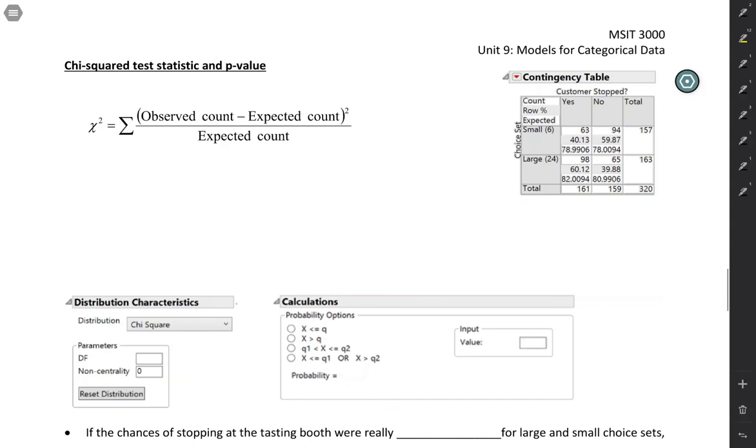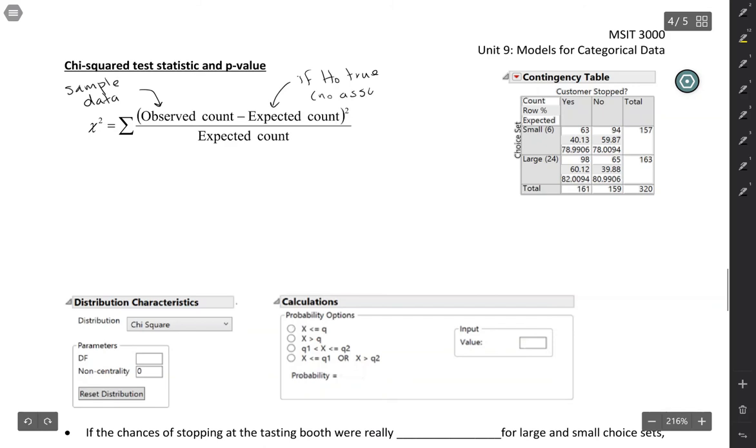So the formula for the expected counts was different, but the chi-squared statistic formula is actually the same. It's still a way to compare the observed counts, so that's your sample data, your actual sample, with what you would expect. And you're talking about what you would expect if the null hypothesis were true, which in this case, the null being true means if there were really no association between the variables. Okay?